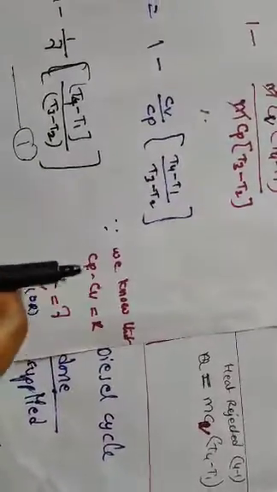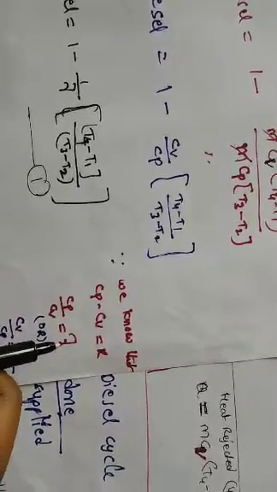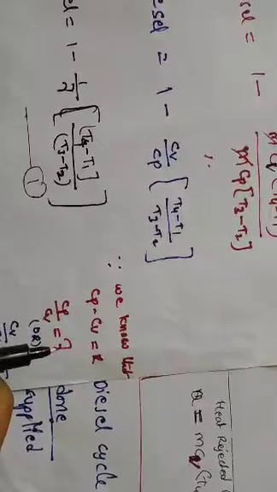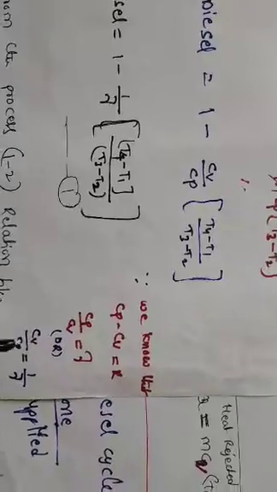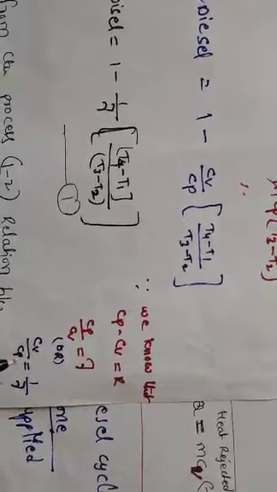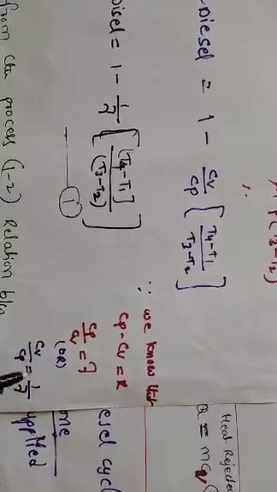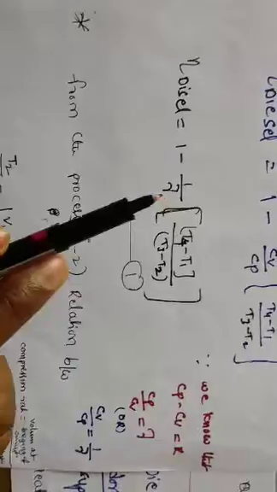So already we know that Cp minus Cv is equal to R, and Cp by Cv is equal to gamma, the adiabatic index. So we can write Cv by Cp as 1 by gamma. So Cv by Cp is nothing but 1 by gamma. Substitute Cv by Cp with the value 1 by gamma at this place.